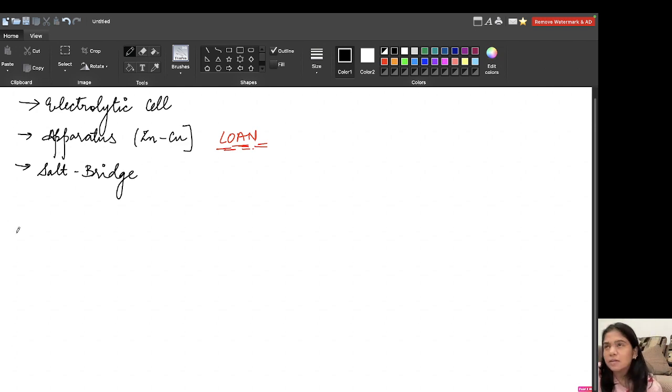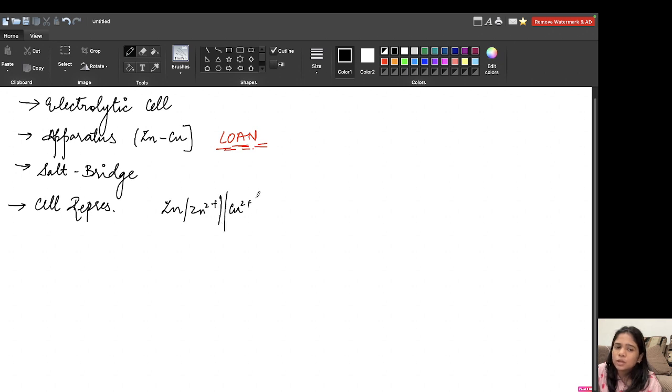I think then we studied the cell representation, how to write a cell reaction. That also we studied. Left side oxidation, like Zn2+, then a salt bridge comes in between, then whatever is happening in the reduction, and we write it like this, correct? Whenever ions are present, on that side we write the molarities also, 1M, 2M, whatever molarity, not fixed.